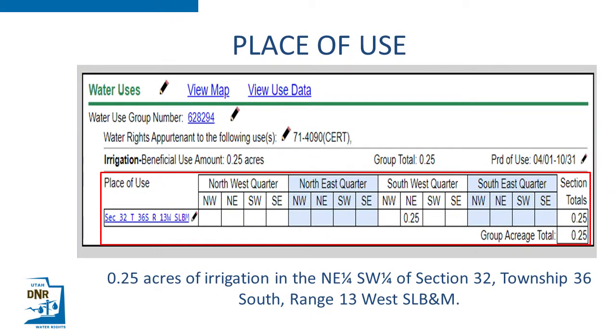In this example, the place of use has been highlighted. The authorized use in this example, irrigation for a quarter acre, is authorized to be used within the northeast quarter of the southwest quarter of Section 32, Township 36 South, Range 13 West.